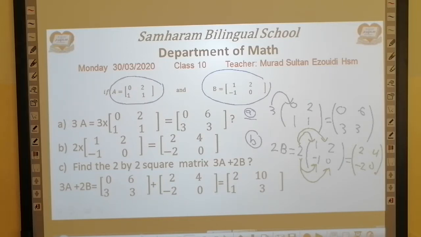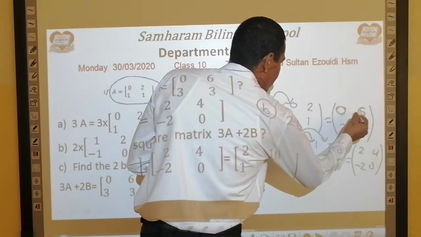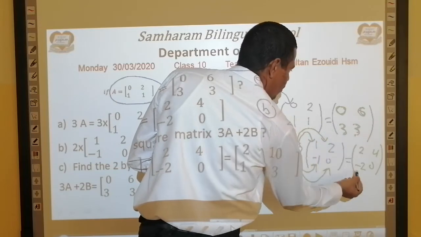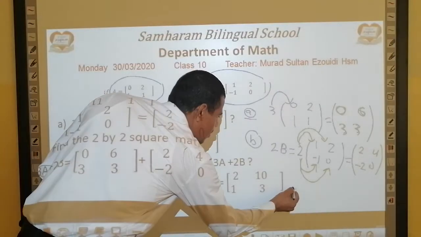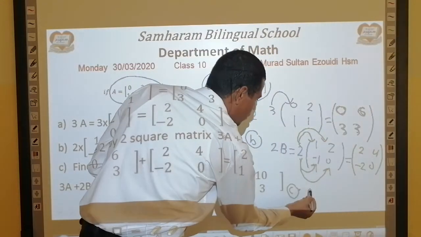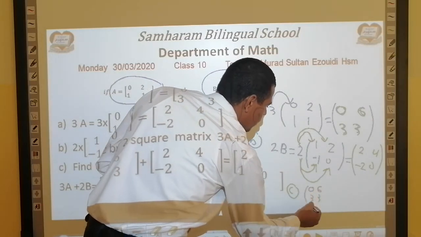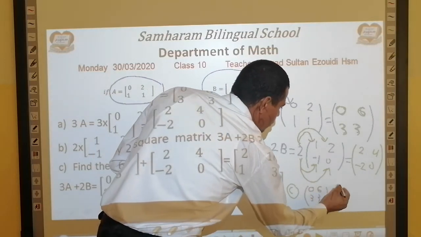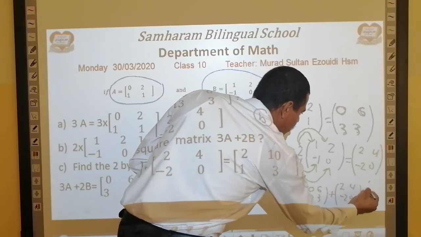Okay? Then now we try to add what? Add this matrix, okay, to what? To this one. Okay? So small c, just adding. What we have? 0, 6, 3, 3, plus 2, 4, negative 2, 0. This one equal what, my kids?